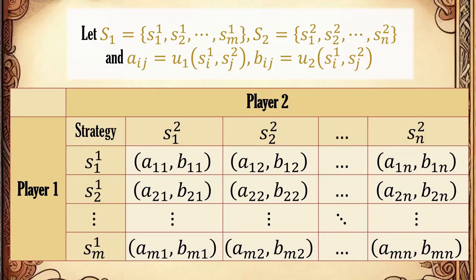If we denote the strategies of player 1 and player 2 in the way shown in the slide, and also assume that a_ij and b_ij are the payoffs of the first and the second players for strategy number i for the first player and number j for the second player, then the players' payoffs can be represented in the form of a matrix, hence the name of the game, from the table shown in the slide.